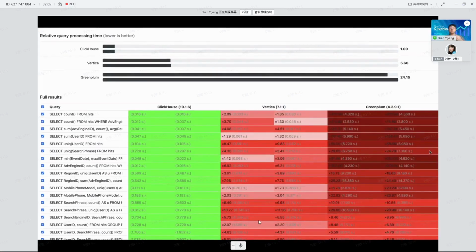So this is an official benchmark from the ClickHouse documentation. You can see the comparison with Vertica and Greenplum, which are also popular in the analytical space. ClickHouse can easily achieve tens and hundreds of times more performance in all these standard common scenarios.